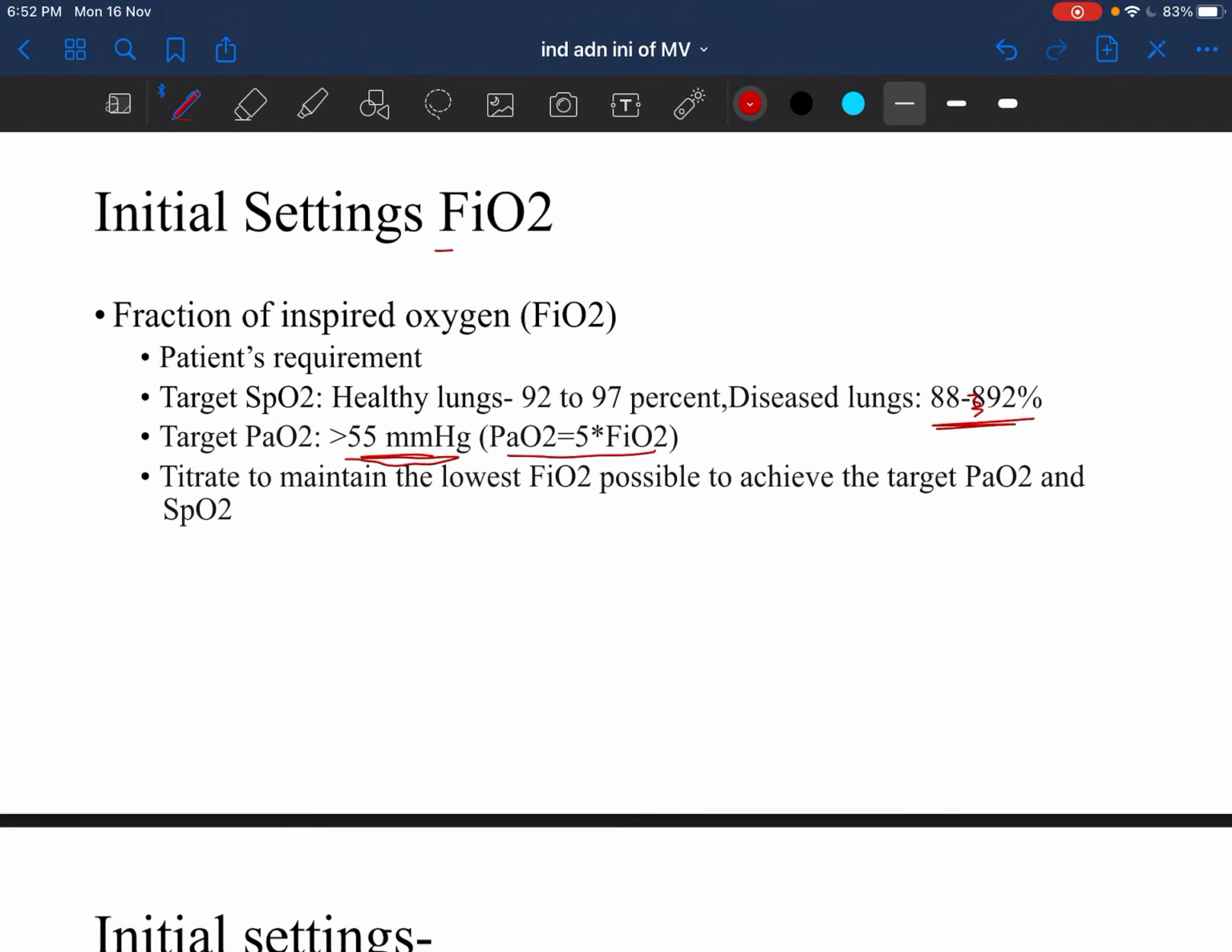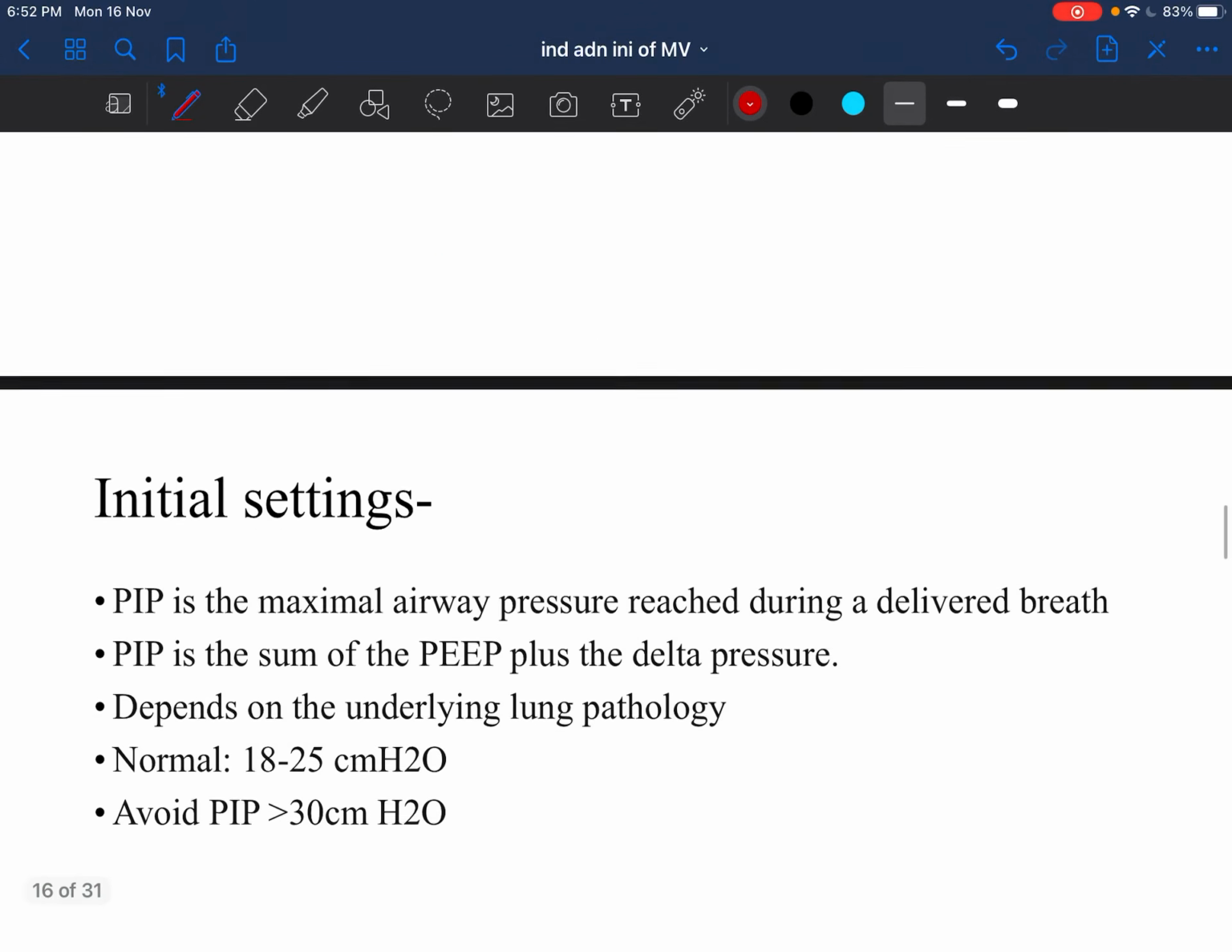And permissive hypoxemia is definitely acceptable in conditions like again ARDS, which I think we will be discussing more in detail when we are discussing disease specific ventilation. And you need to titrate to maintain the lowest inspired oxygen concentration to achieve the target SpO2 and target PaO2. You may start at 100% depending upon the patient's condition, but titrate it down fast so that you achieve the lowest possible level in order to not cause oxygen induced injury to the patient.